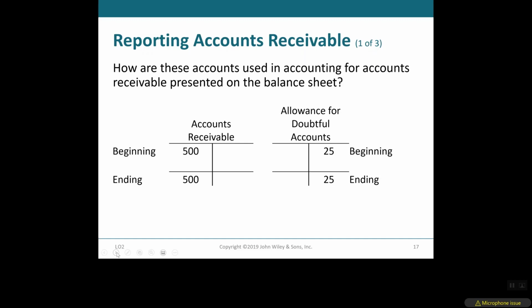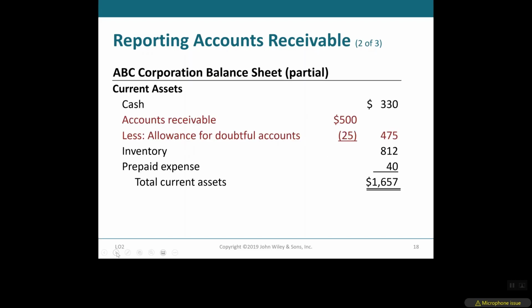So how many accounts are used in accounting for accounts receivable presented on the balance sheet? We have accounts receivable, with our $500 beginning balance, and we have our allowance for doubtful debt, $25 at the beginning. The allowance for doubtful debt account is a contra account to the accounts receivable account. This provides an allowance every single month based on our accounts receivable. Again, not everything you sell are you trusting you're going to get back. You hope they pay you, but in reality, it's not always everything that you get back.